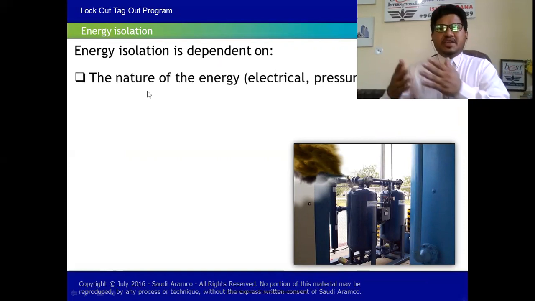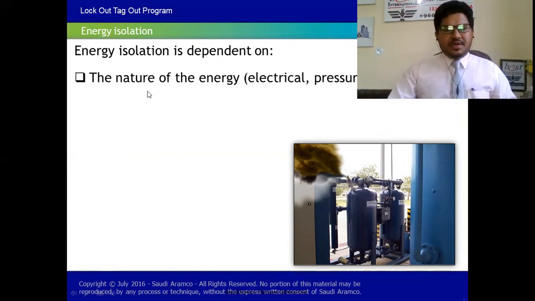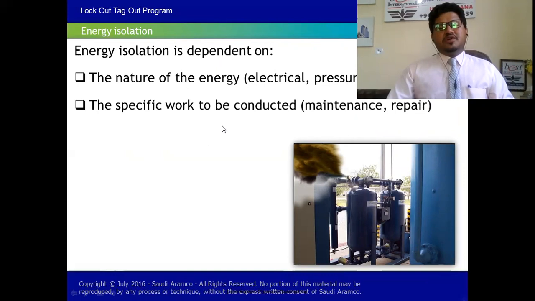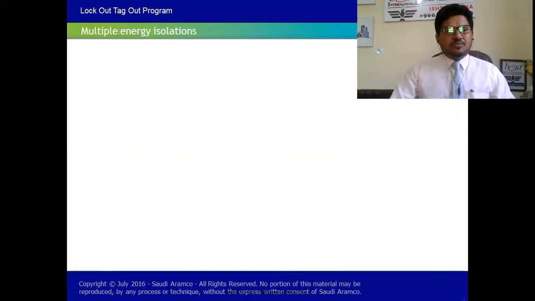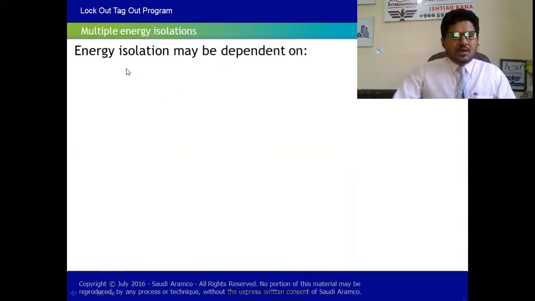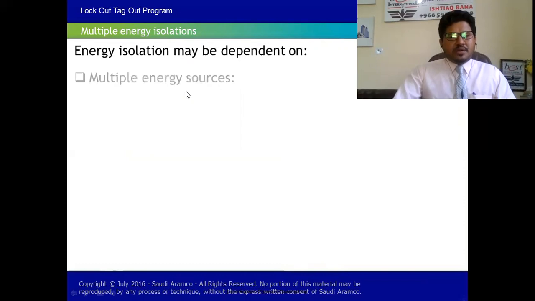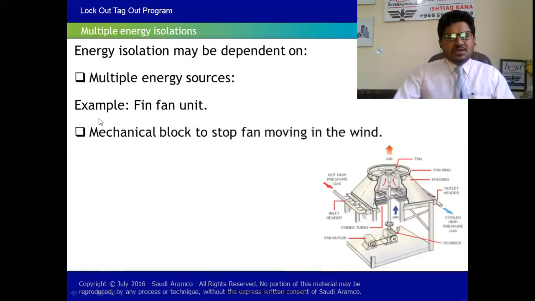The nature of energy can be electrical, can be pressure, right? The specific work to be conducted could be maintenance or even repair. The equipment and configuration, piping could also be there. So multiple energy isolations. Energy isolation may depend on multiple energy sources, for example a fin-fan unit, and you can see it in the picture.